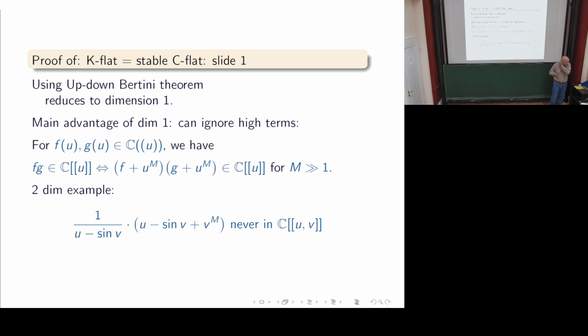So, what's the main advantage of working in dimension one? That we can ignore the higher terms. For the simplest example, if you think of determinants as just longer multiplications, if I have two Laurent series, then the product is a power series if and only if this holds after I add sufficiently high degree terms. I just ignore higher degree terms, then I get a polynomial. As soon as you go to two dimensions, this is not true.